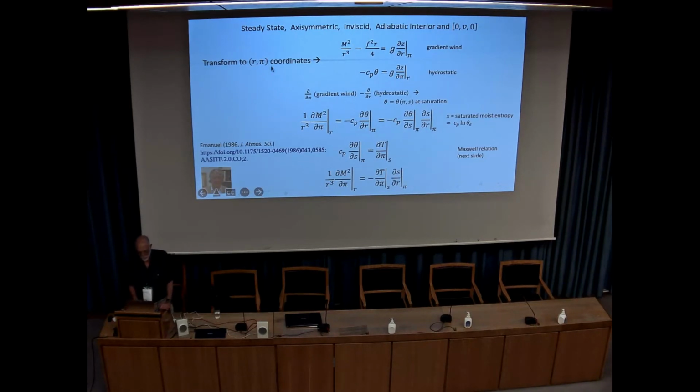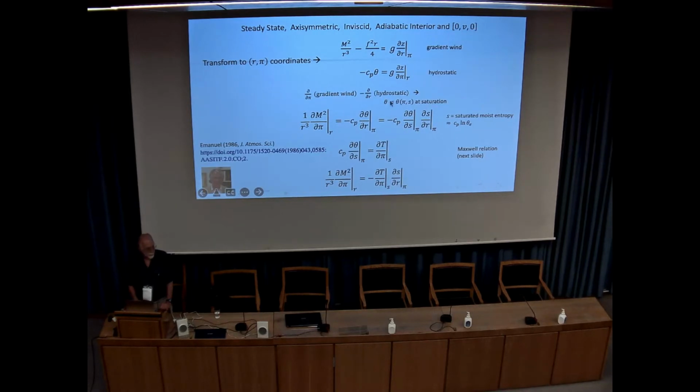And what I've done here is now transformed to radius and pi coordinates, pressure coordinates, and it makes some things work more easily. So anyway, you do the same sort of operation. You take the vertical derivative of the gradient wind and subtract the radial derivative of the hydrostatic equation.